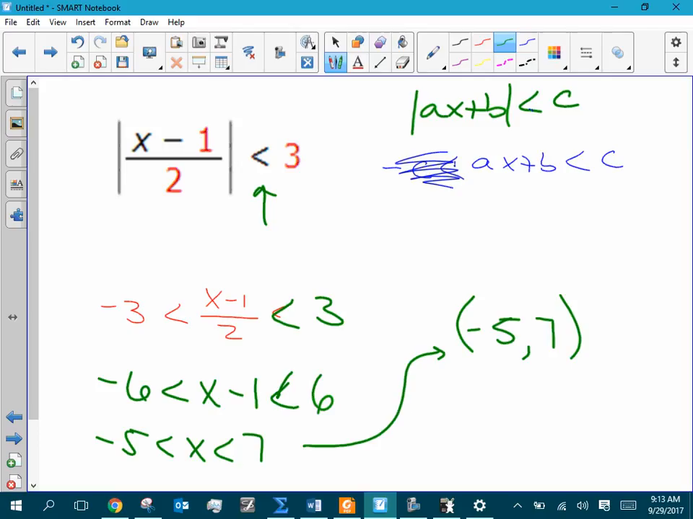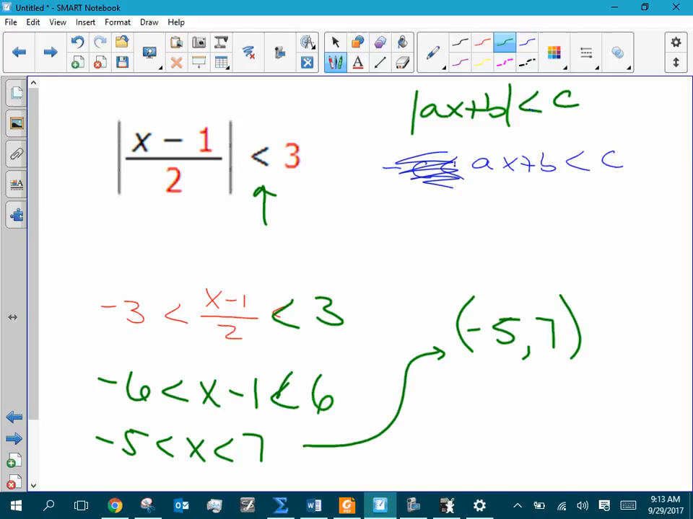Try 0. 0 minus 1 is negative 1. Negative 1 over 2. Absolute value of that is positive 1/2. Is 1/2 less than 3? Yeah. So you should be able to go through all those, and I know there's an infinite number of them, but picking a couple of them might convince you that you're on the right track.